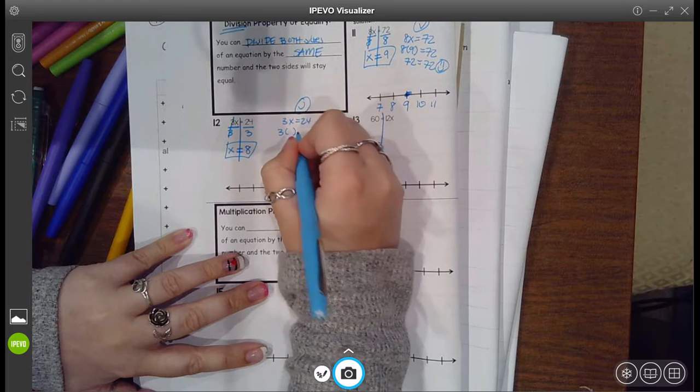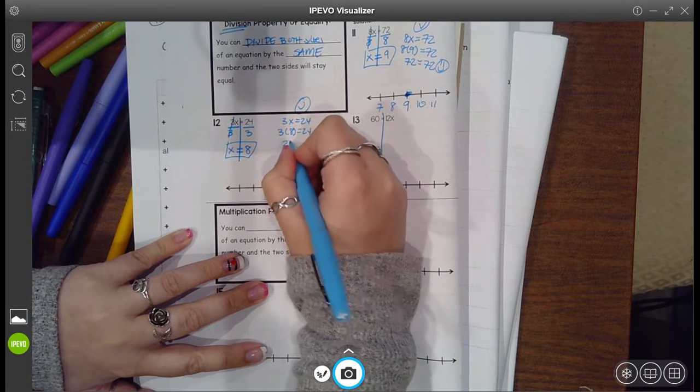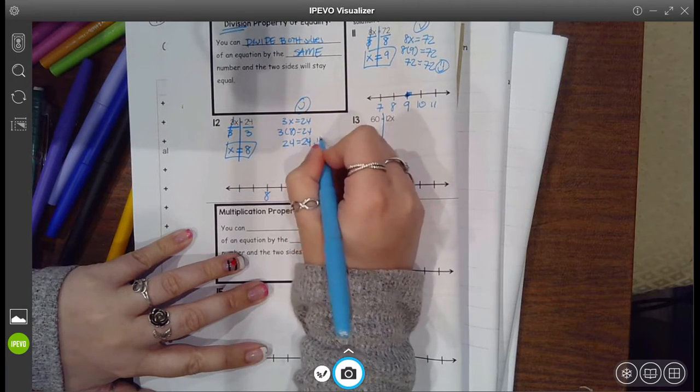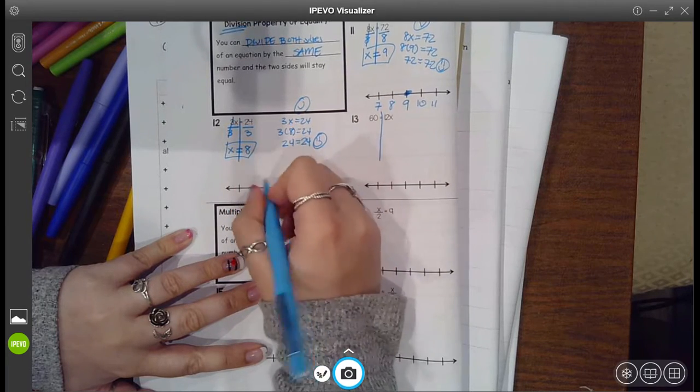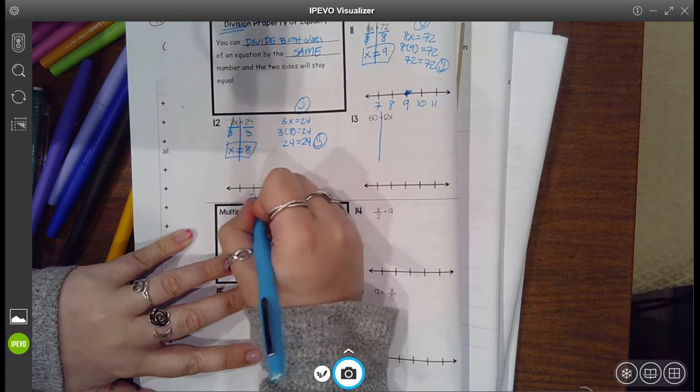And I'm going to replace my x with an 8. 3 times 8 is 24. Bring down the equals 24. That is a true statement. So yes, 8 was indeed the correct answer. So 9, 10, and 7, 6.